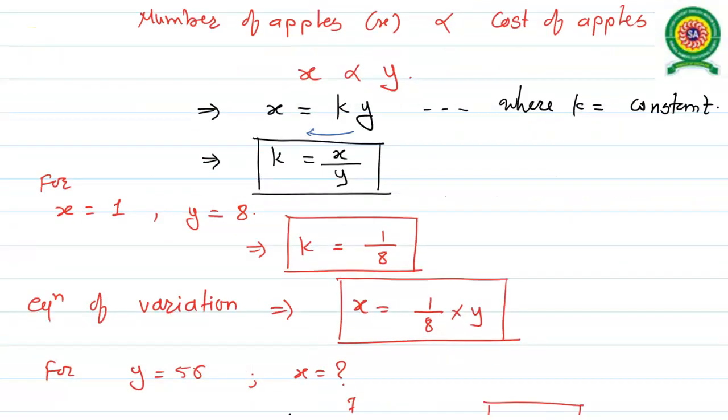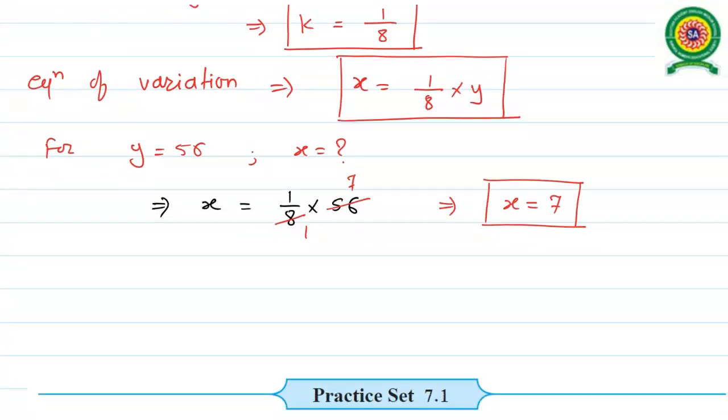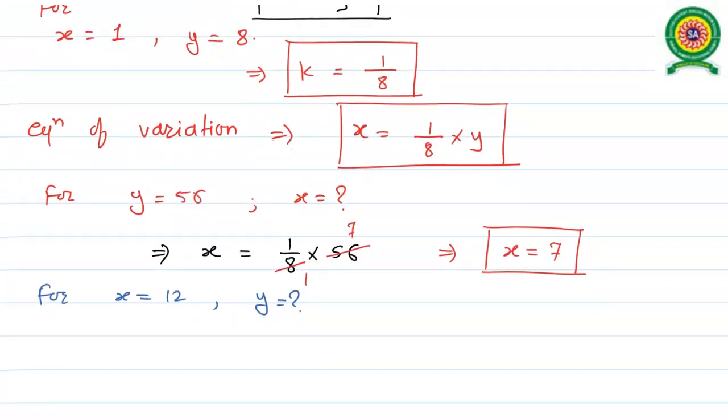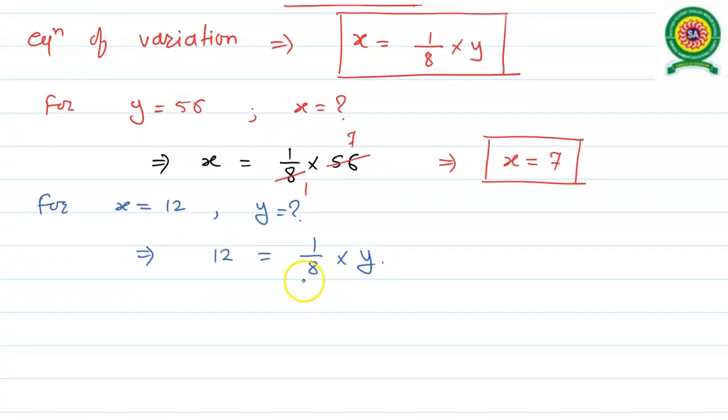We have given x equals 12, so now I am writing for x equals 12, we have to evaluate the value of y. Again, the same thing: we can use the equation of variation for finding the value of y once we have the value of x. So x is now 12, 1 upon 8 into y as per the equation of variation. Try to shift for finding the value of y.